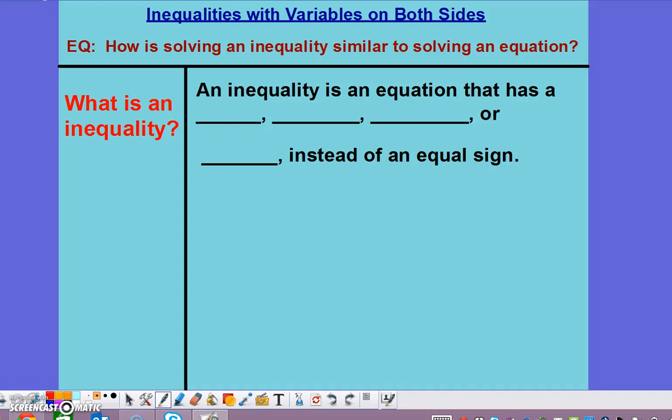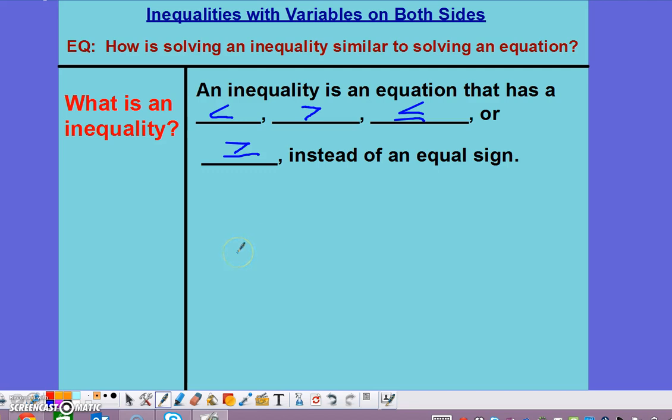Today we're going to solve inequalities with variables on both sides. Our essential question is, how is solving an inequality similar to solving an equation? So what is an inequality? An inequality is an equation that has a less than, greater than, less than or equal to, or greater than or equal to symbol instead of the equal sign.